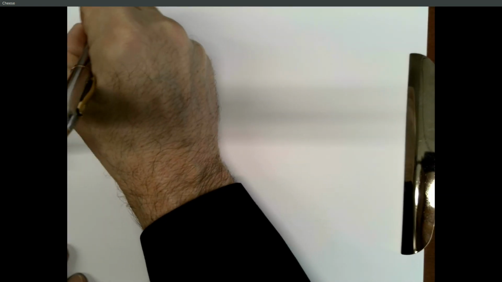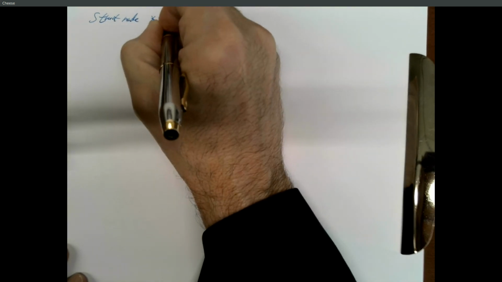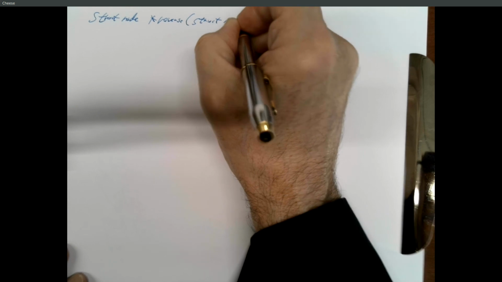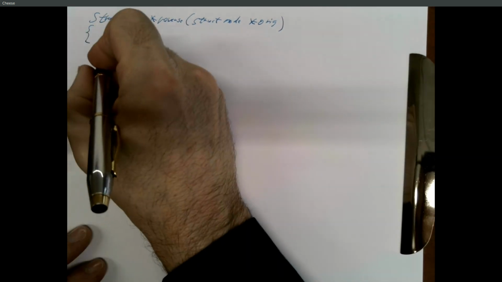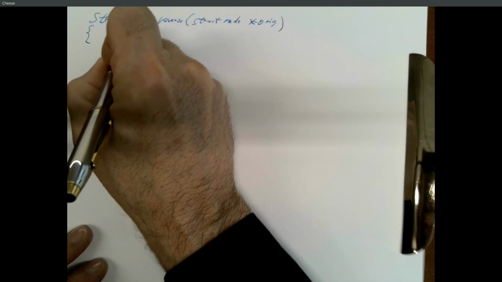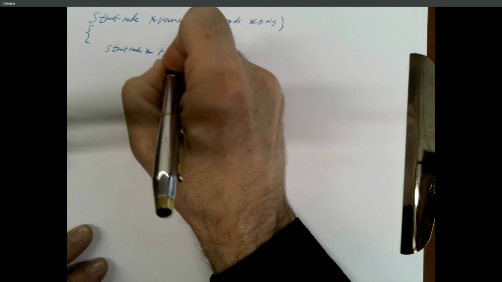But here's something we could do. So struct node reverse, struct node, and I'm going to call the original sentinel original. All right, so what do we do? Let's make a struct node reverse.